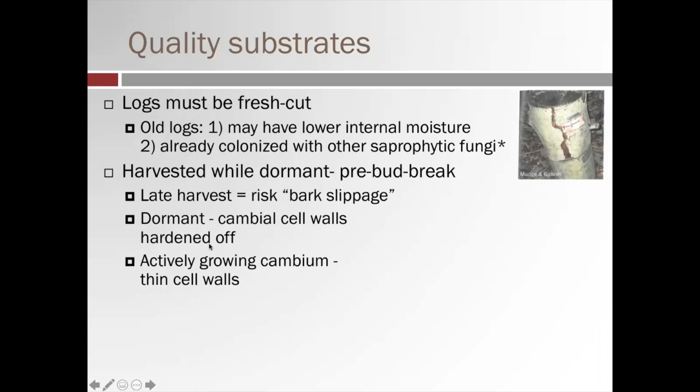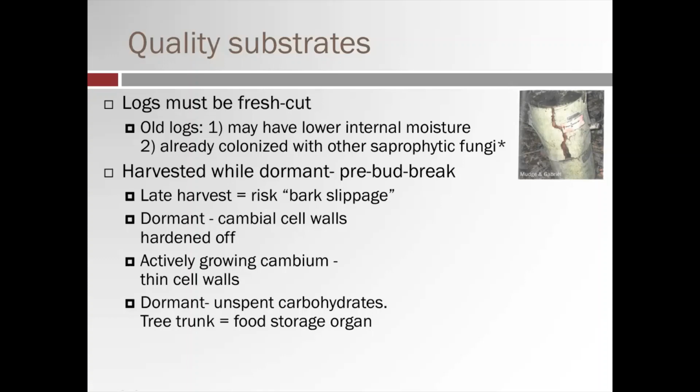when the cambium of the tree is actively growing, the cell walls in the plant are very thin, and therefore they can let go of the bark easier once the tree actually begins to grow. When it's dormant, the cambial cell walls are hardened off and they hang on to the bark better. The other aspect too is that when a tree is dormant, you have all these unspent carbohydrates that are still stored in the trunk. You can think of a trunk as sort of a food storage organ for the tree.